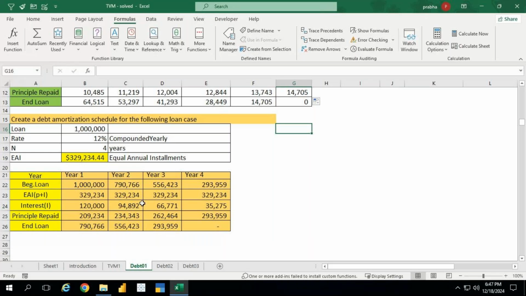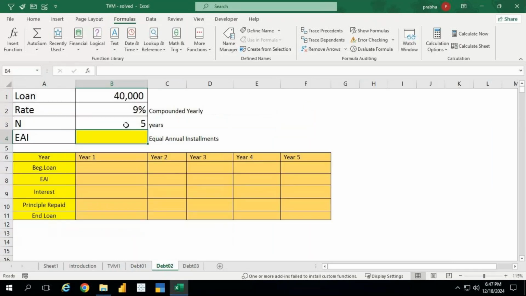So the second one, this debt amortization, is done. Go to the next sheet. Here also we have one debt amortization. I wanted you people to solve this.